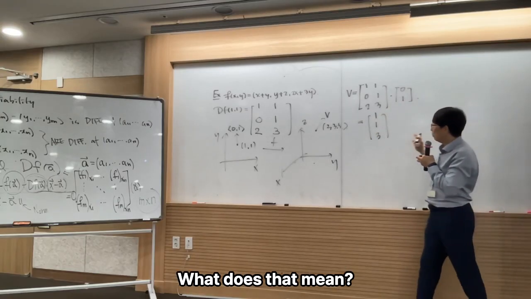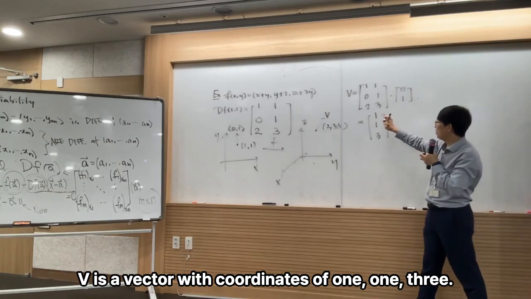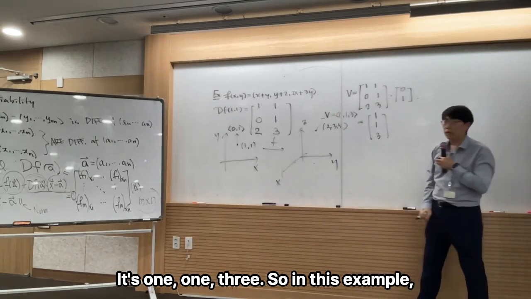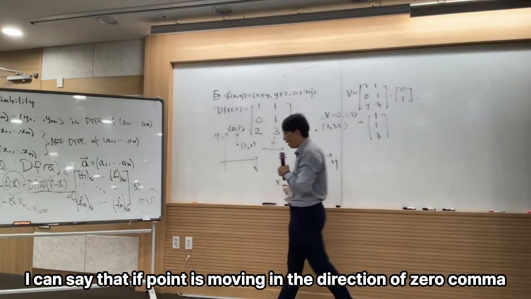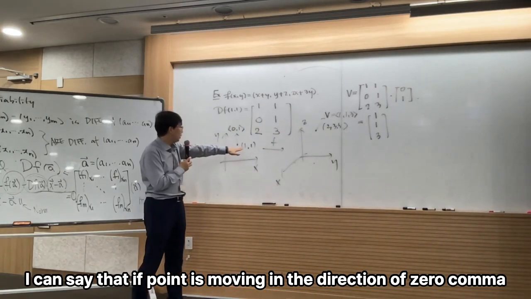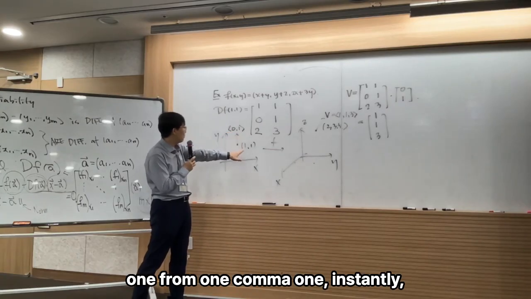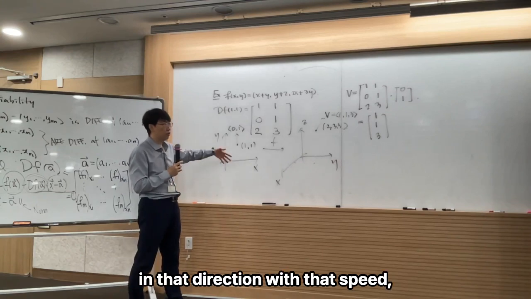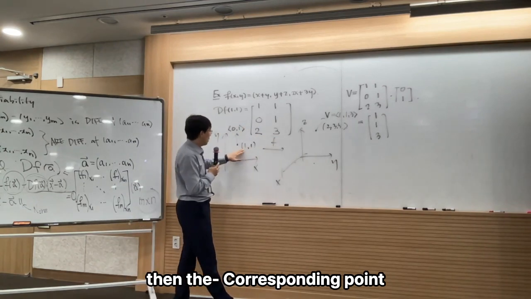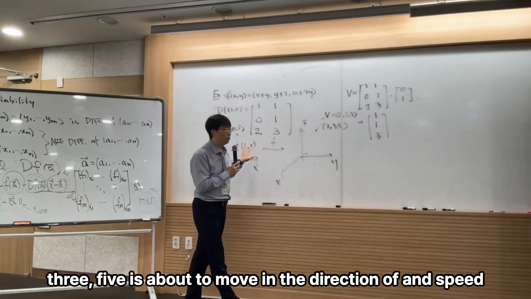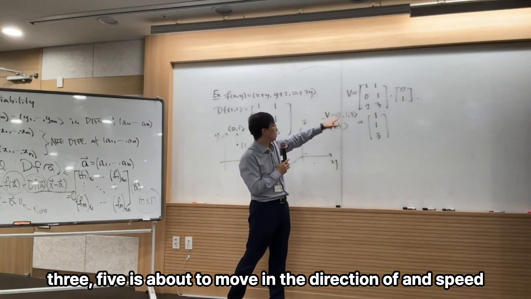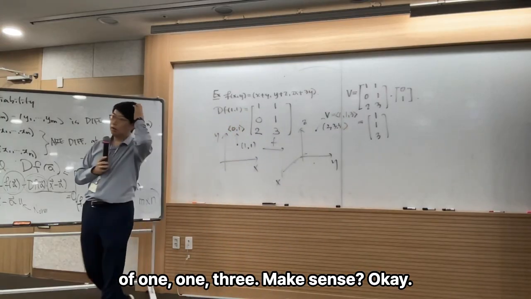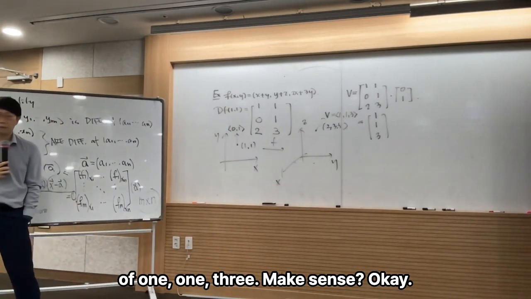So what does that say? What does that mean? V is a vector with coordinates 1, 1, 3. So in this example, I can say that if the point is moving in the direction of 0, 1 from 1, 1 instantly, so it's about to start moving in that direction with that speed, then the corresponding point in the codomain space, 2, 3, 5, is about to move in the direction and speed of 1, 1, 3. Make sense?